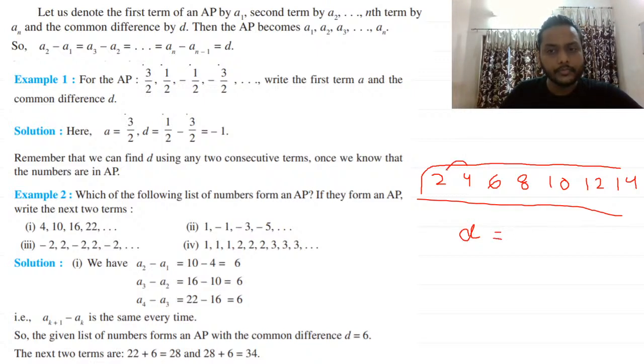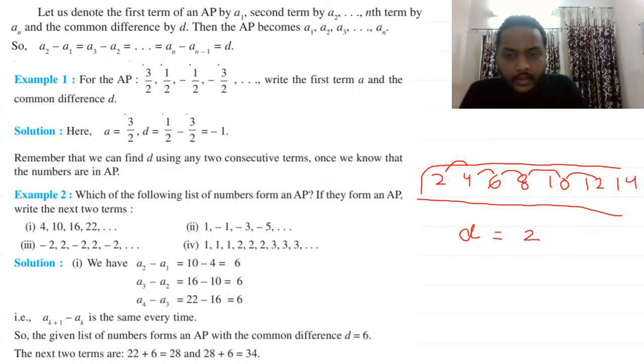ठीक है guys? और common difference कितना होगा? 4 minus 2 और 6 minus 4 और 8 minus 6 और 10 minus 8 और 12 minus 10, ये सब मुझे कॉमन डिफरेंस देते हैं एंड दैट विल बी इक्वल टू 2. ये बात किस किस को क्लियर है? एवरीवन क्लियर? सो व्हेन आई हैव एन एपी, उस एपी का जो कॉमन डिफरेंस मैं लिखूंगा वो कैसे लिखूंगा? वो लिखूंगा d एंड d इज इक्वल टू व्हाट? d इज इक्वल टू 2.